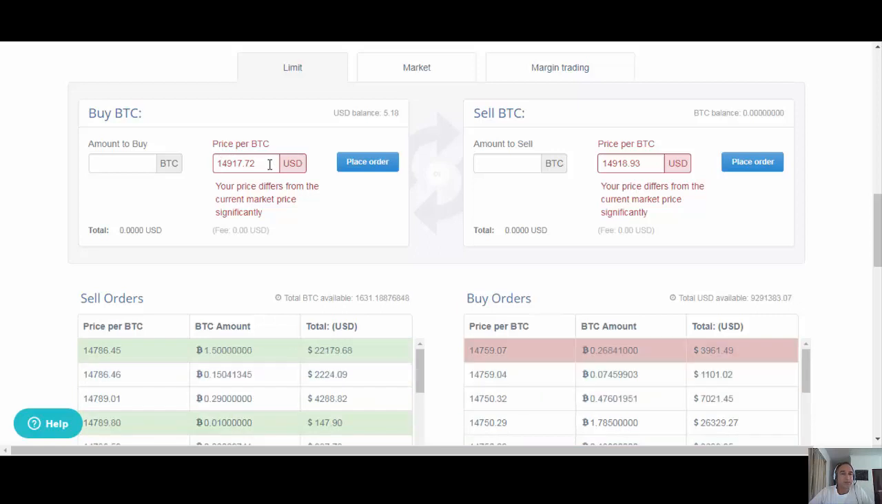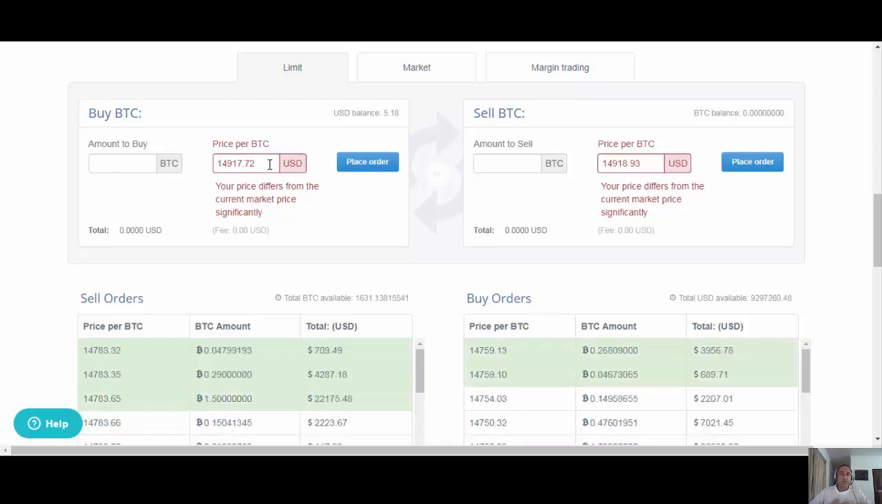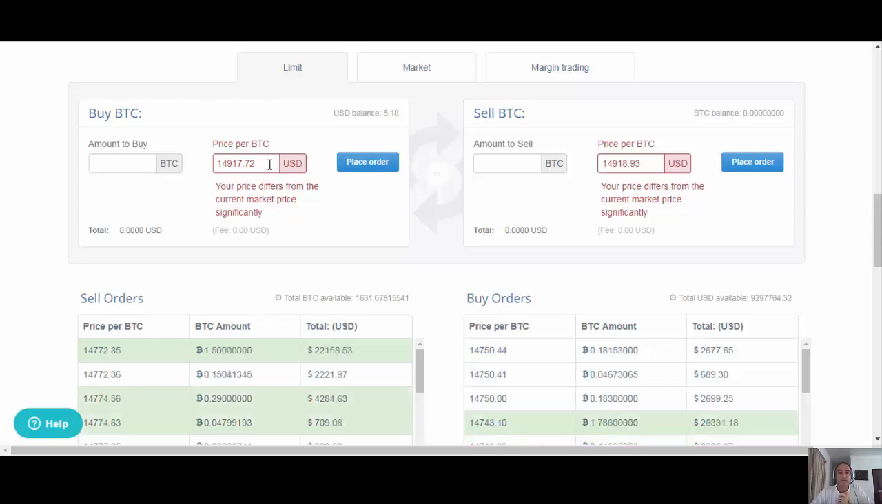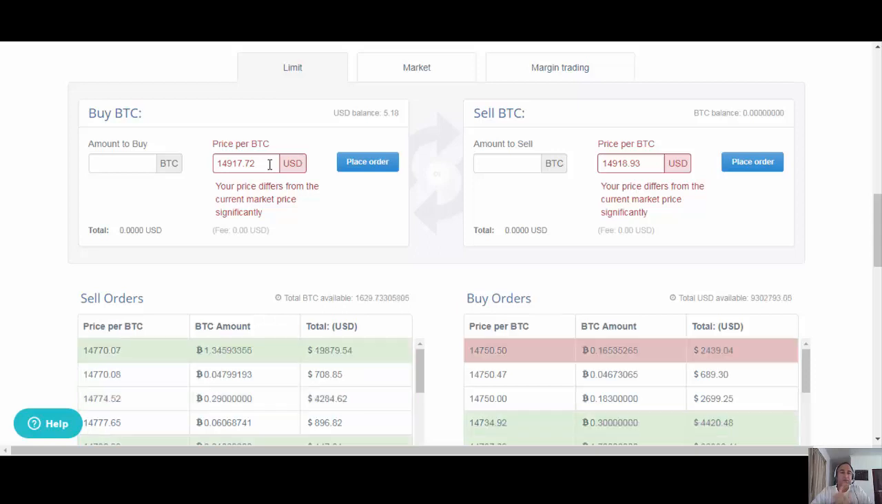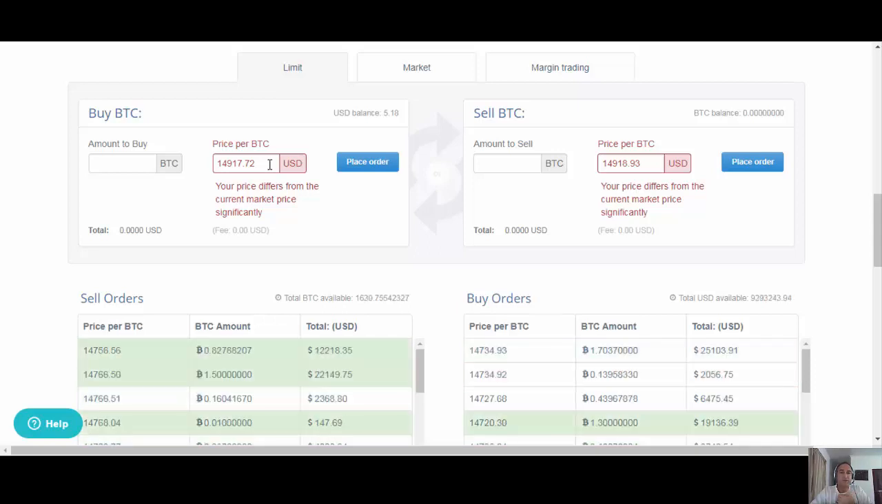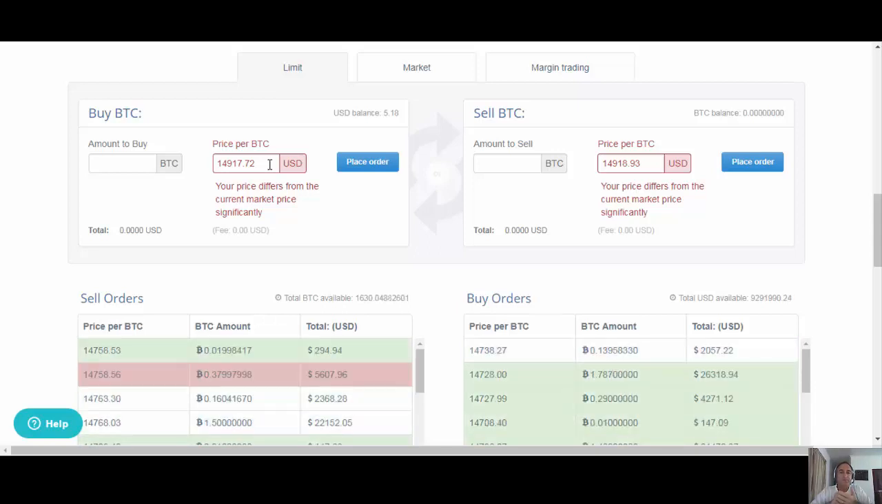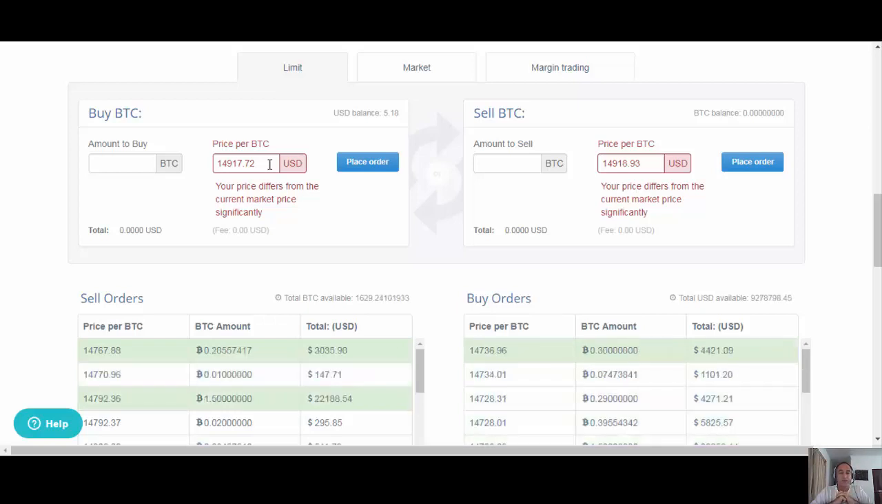Now, because we want to make the transaction happen as quickly as possible, the best way to assure that your sale goes through immediately is, remember, you are making a buy order. You're going to be placing a buy order. But for this to go through immediately, you want to set the price that you're willing to pay for the Bitcoin just a tad higher than what it's actually going for at the moment.